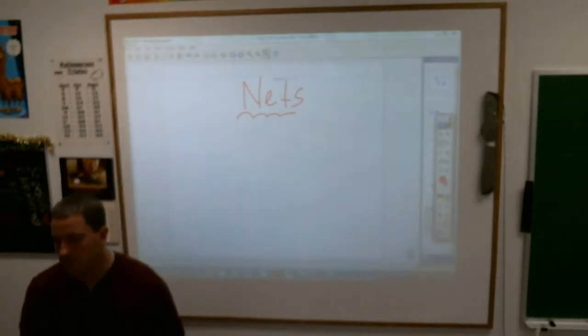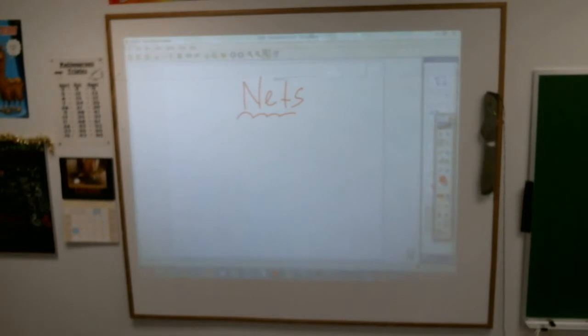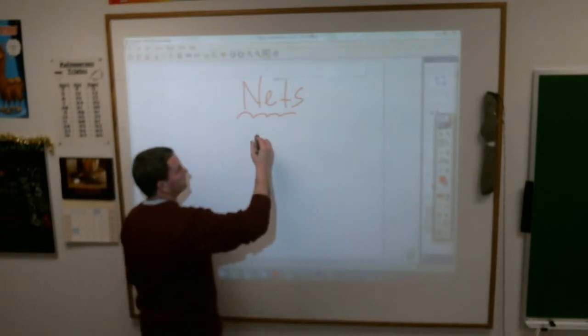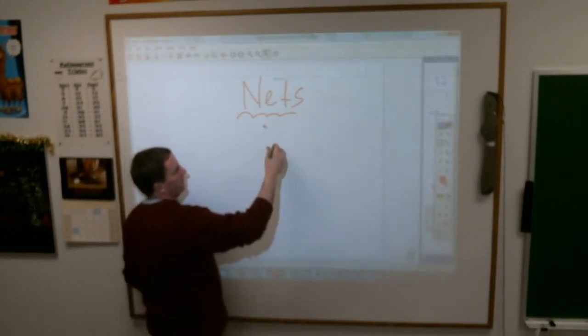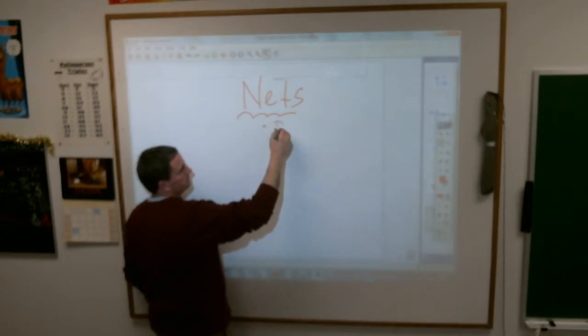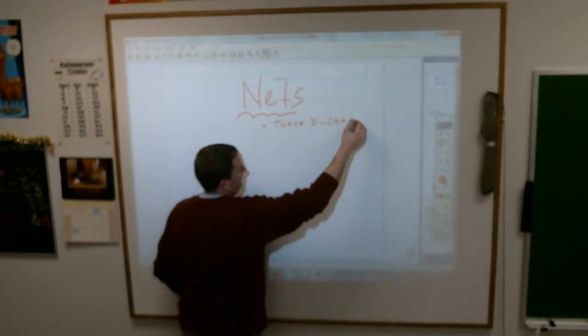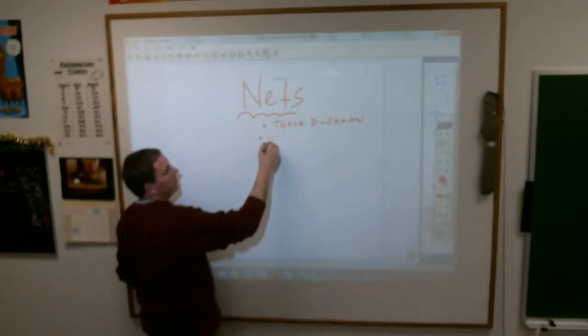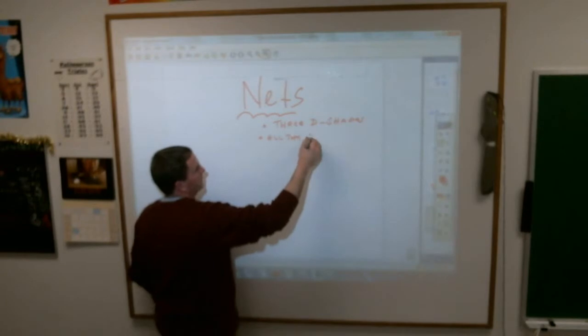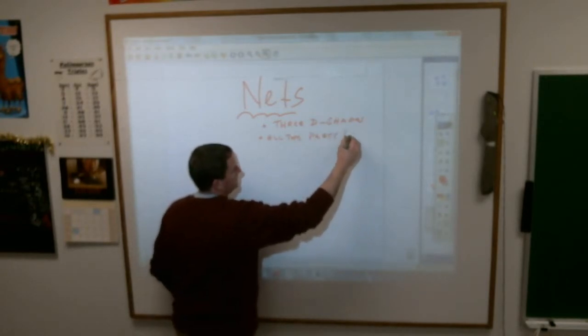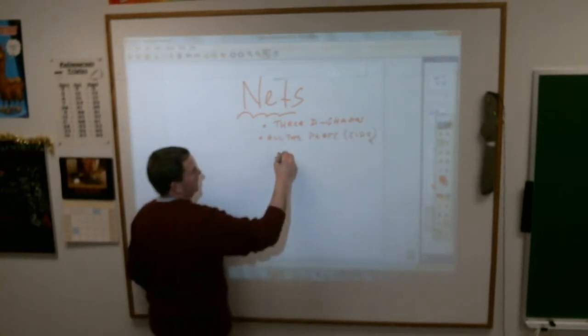This is really short. In math, when you talk about nets, I know when you think about nets, you think about fishing nets or basketball hoop nets or whatever it is. Really, a net is something you talk about with three-dimensional shapes, 3D shapes, and it is all the parts or sides that would make that shape if you put it together.